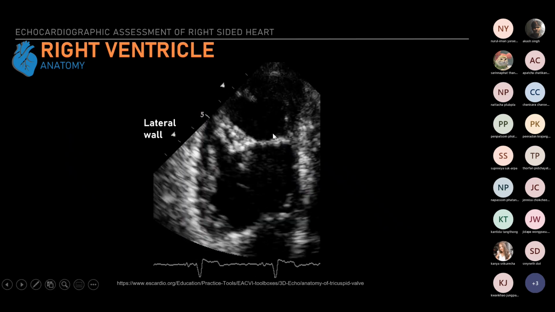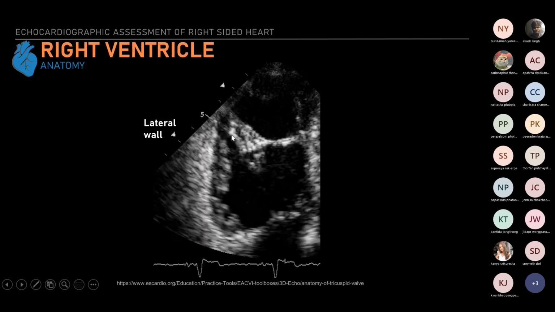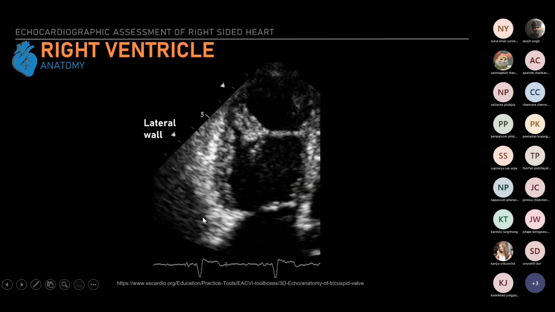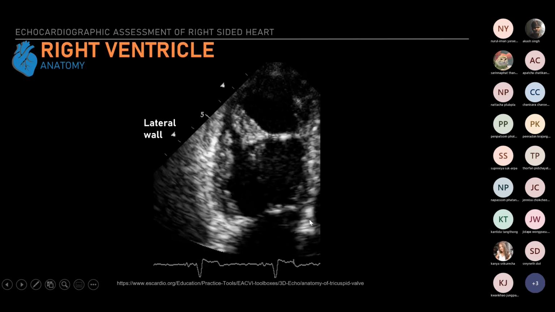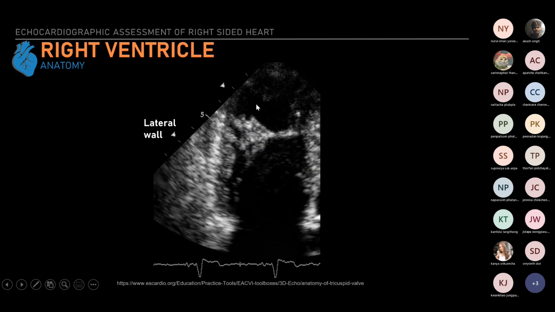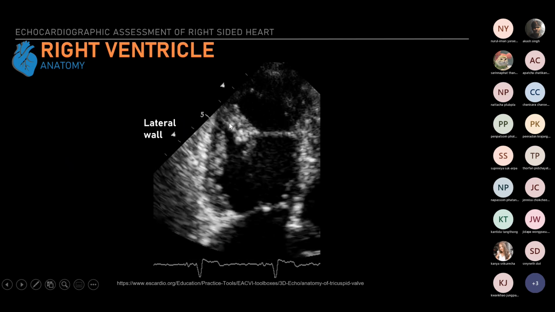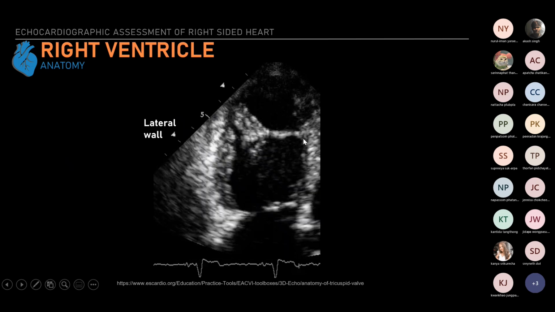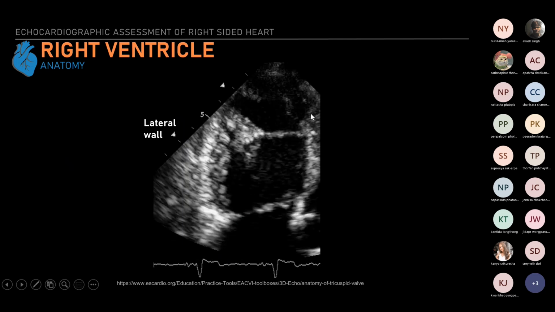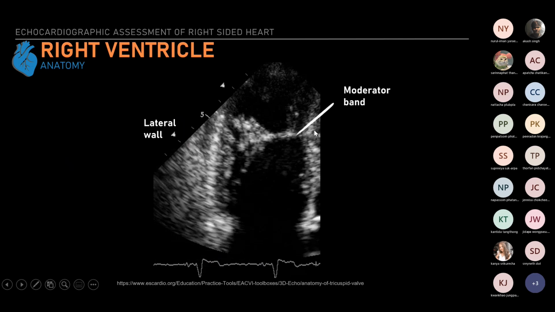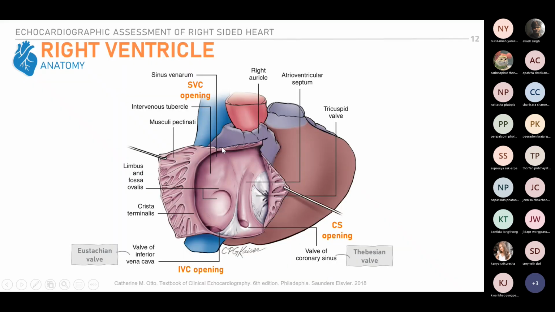This echocardiogram is a focused view, demonstrating the lateral wall, anterior leaflet, and septal leaflet, and the anterior papillary muscle here, and the moderator band attached between the anterior papillary muscle and the interventricular septum. And this is RV morphology.